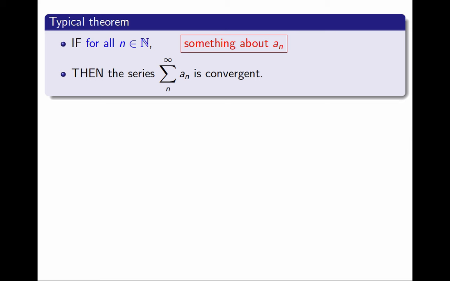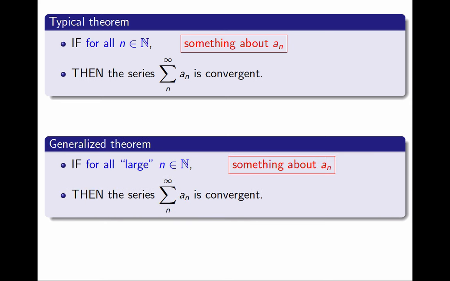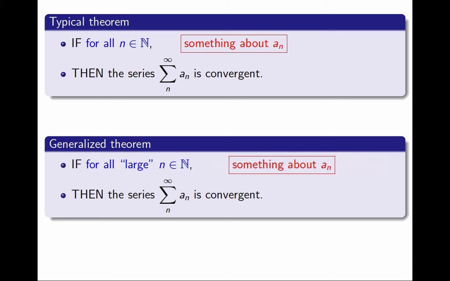Well, because of what I just explained about the series being convergent no matter where we start, if we have proven a theorem like this, then we immediately have a more general theorem. Instead of saying for all natural numbers n, I can obtain the same conclusion if the red property is only true for all large values of n. The precise definition of for all large values of n is: if there exists a natural number n_0 such that the property in red is true for n_0 and for all natural numbers afterwards. This is just a formal way to say for all large values of n.